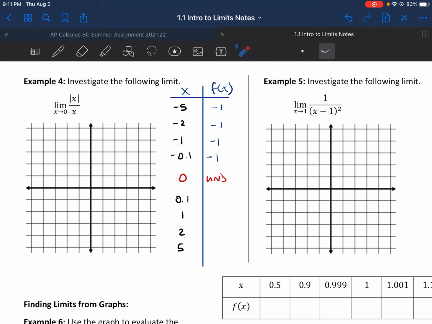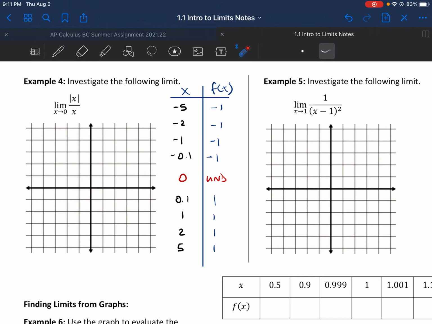Same thing would happen here. So we can see that anything to the left of 0 on the x-axis is giving a function value, or y value, of -1. If we look at the right side, let's plug in 5 into the function. So absolute value of 5 over 5, that'd just be 5 over 5, which is 1. So it looks like we're getting +1. And that would happen with these values as well.